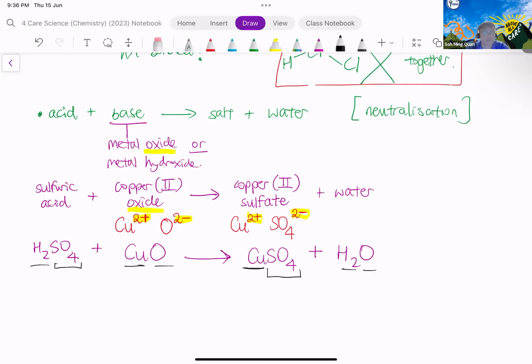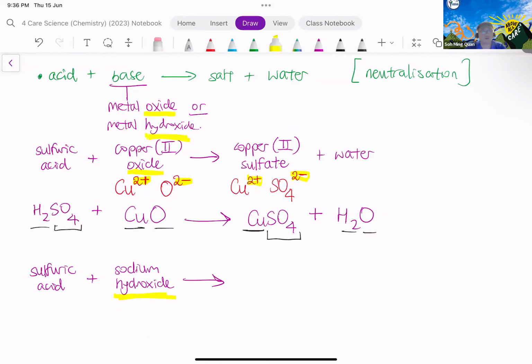Now, this is acid plus base. You know it's a base because it's copper 2 oxide, a metal oxide. Next, we go on to a metal hydroxide. So you can see this is sodium hydroxide. Sodium hydroxide is also a base because metal hydroxides are bases. So this is also the same reaction, exactly the same, just that now the metal is different, right? It's still acid plus base, still neutralization. Sulfuric acid plus sodium hydroxide will produce salt and water.